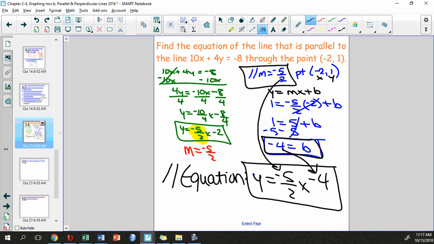You can. It'll give you the same thing. Okay. 5 times 2 is 10, divided by 2 gives you 5. So it would still be the same. Okay, do it again.